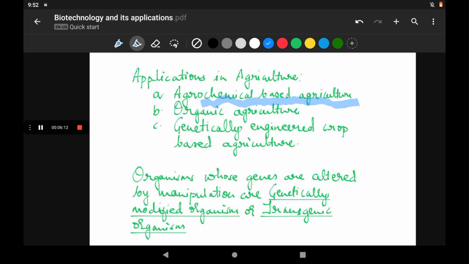What are genetically modified organisms or transgenic organisms? As you already know, genetic engineering is manipulation of genes to obtain a desired product. If we require vitamins or antibiotics or enzymes, we can modify the organisms by recombinant DNA technology and obtain the desired product.